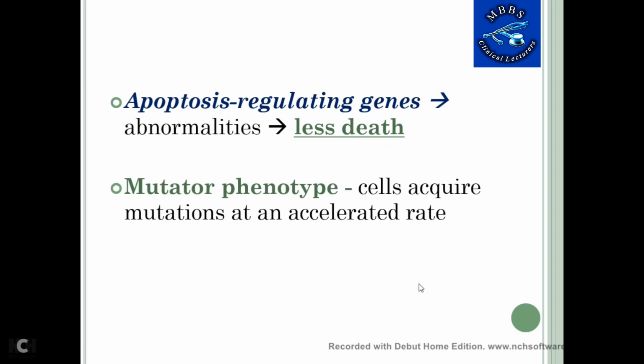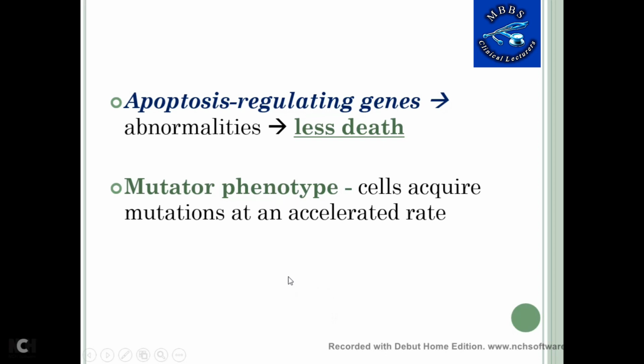Now, apoptosis regulating gene: we all know that in case of an abnormality within the apoptosis regulating gene, there will be less death of a cell. Less death of a cell means more survival. So if a DNA defected cell goes into more survival, then you can understand that it will develop into a cancer. What is a mutator phenotype?